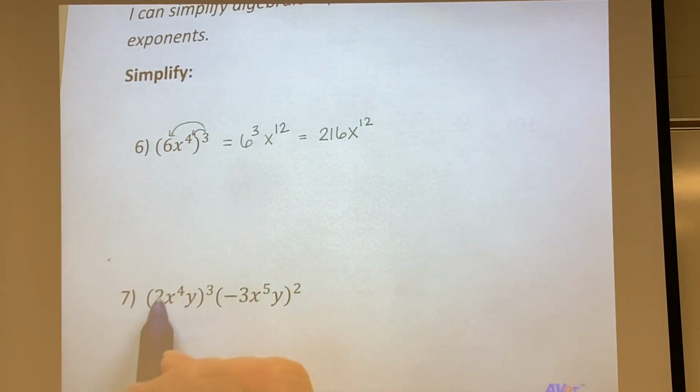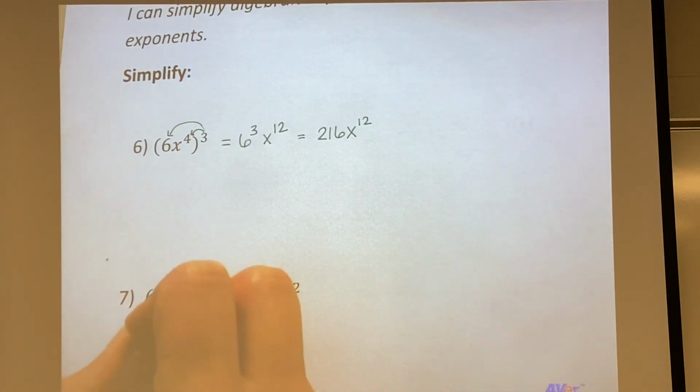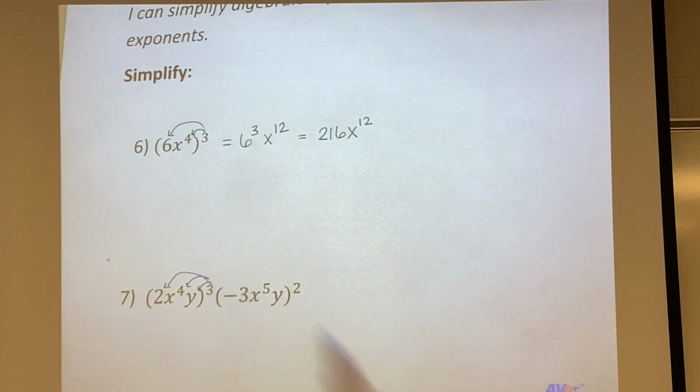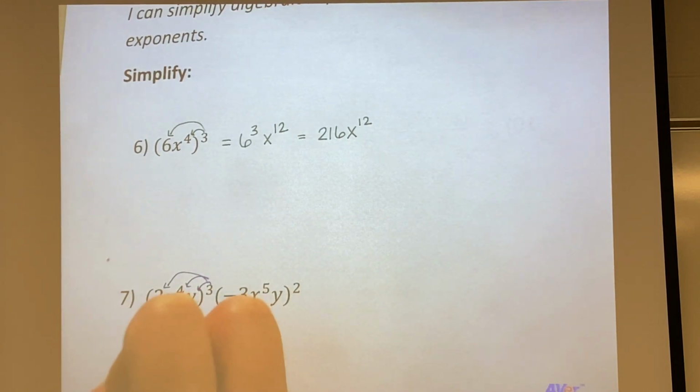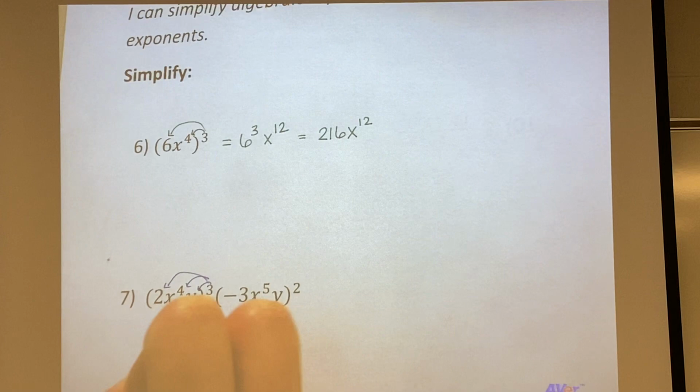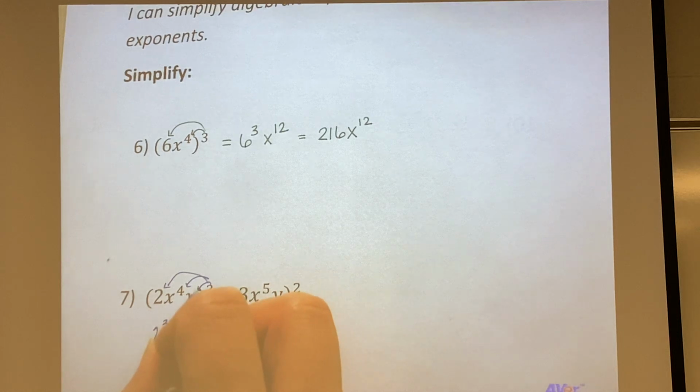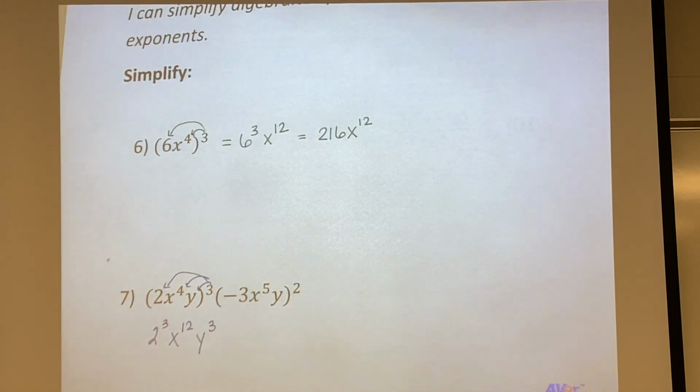So for this one, everything inside is going to be cubed. Take all of these to the third power. So we have 2 to the third. We have 4 times 3. Remember, we multiply those, so that's x to the 12th. The y has an imaginary 1, so we multiply those, 1 times 3, so y to the third.